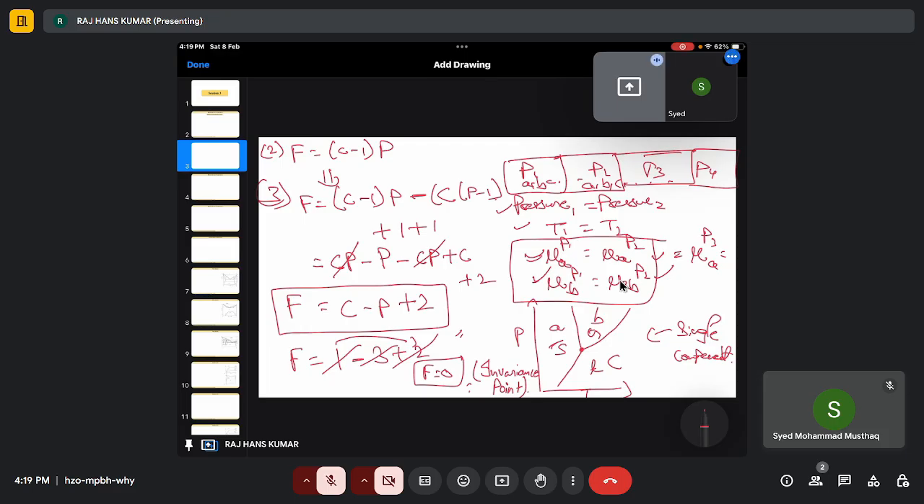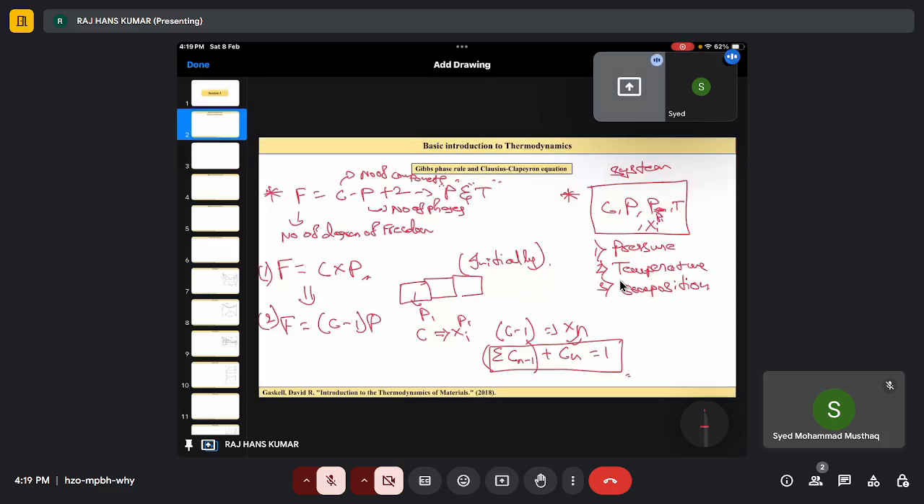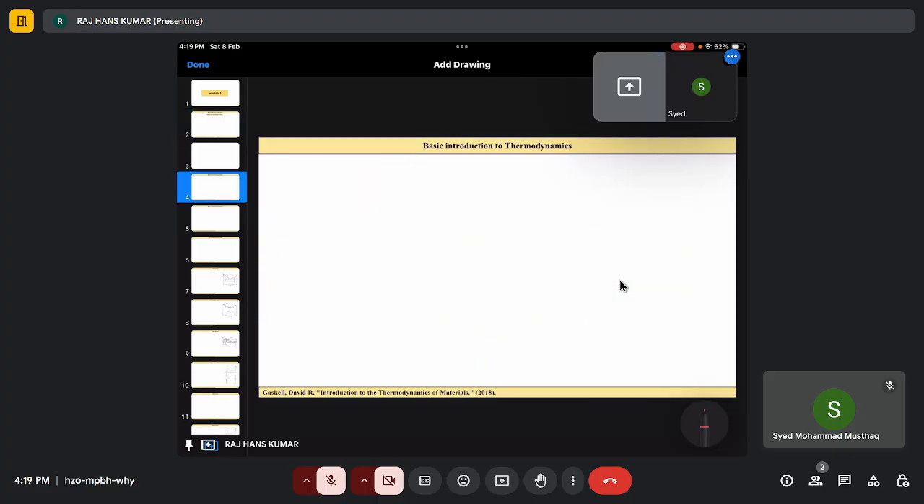So now coming to the next one, the Clapeyron equation. What do you mean by Clapeyron equation? The Clapeyron equation will tell us about the equilibrium temperature or the equilibrium pressure. What happens if we change the pressure on any transformation? Suppose a reaction is happening, what happens if we change the pressure? What happens if we change the temperature? So it will tell you how it is going to change.